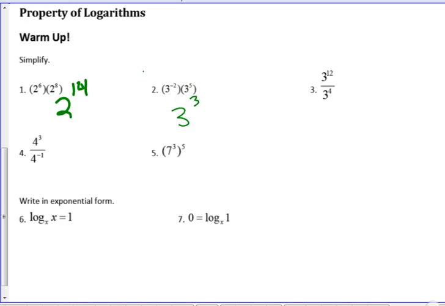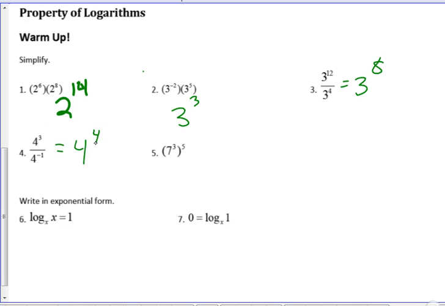All right, what do we get to do with exponents with things like 3 and 4 where we are dividing? Subtract. We're going to subtract our exponents. So what is 12 minus 4? 8. And then how about number 4? When I have 3 minus negative 1, that actually gives me a positive 4. So this is going to be 4 to the 4th power.